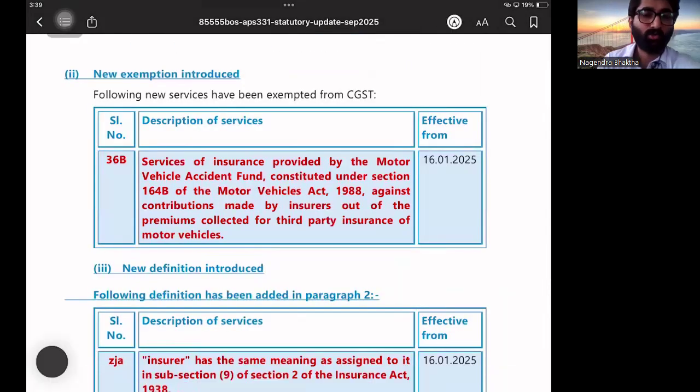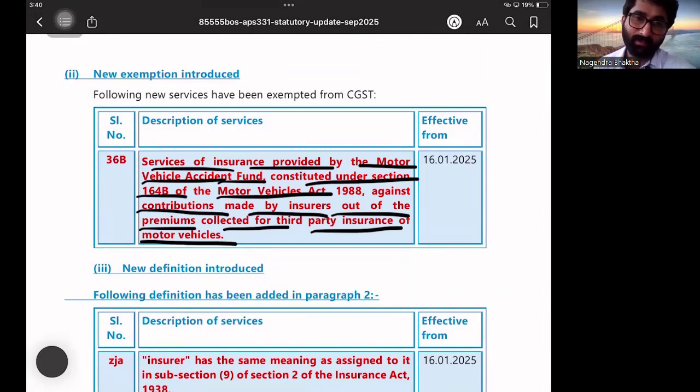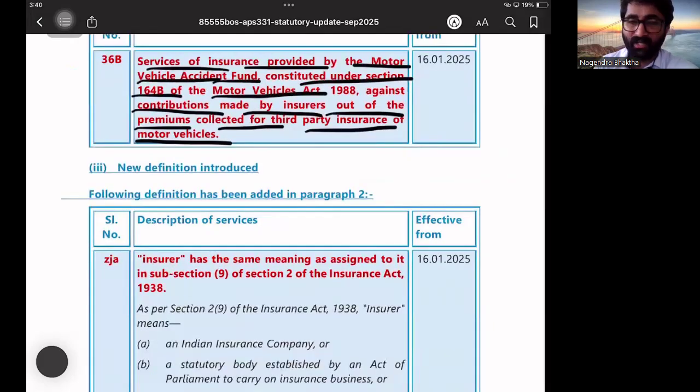Nothing. And one more new amendment has come into your syllabus. New amendment is the services of insurance provided by the Motor Vehicle Accident Fund. Insurance provided by Motor Vehicle Accident Fund, constituted under the Section 164B of the Motor Vehicles Act, against the contributions made by the insurer out of the premiums collected for the third party insurance of the motor vehicles. That is also exempt. So basically, you remember that services of insurance provided by the Motor Vehicle Accident Fund, constituted under the Section 164, that is exempt. New exemption it is.